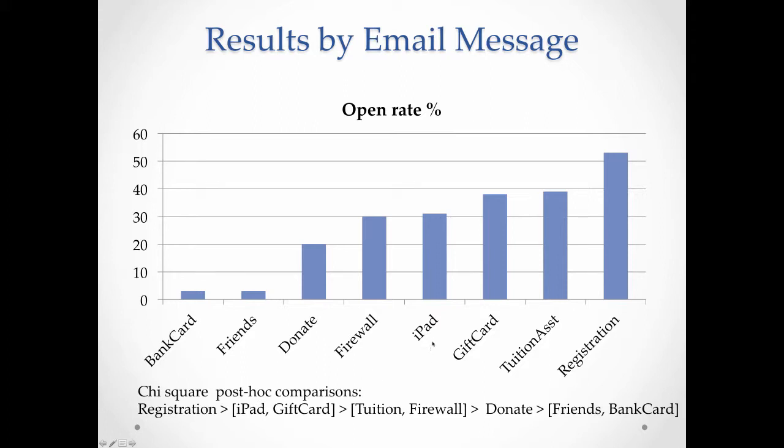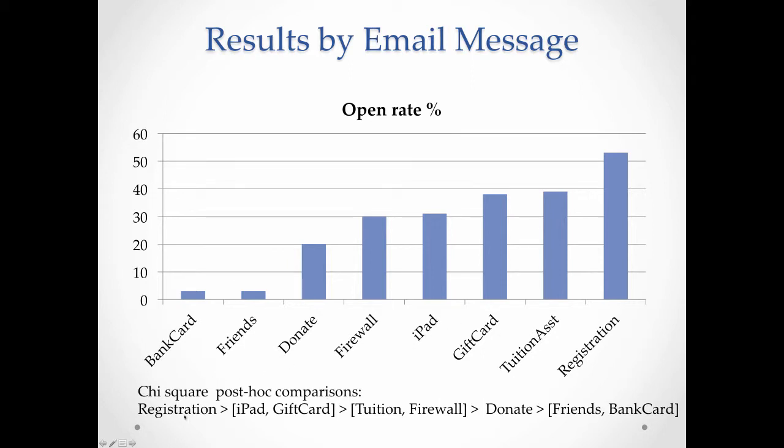I have to apologize. I just looked at this. This should be switched. iPad and tuition assistance should be switched. There was something wrong with my graph when I made this. So the second highest is actually iPad, and tuition assistance should be down here.